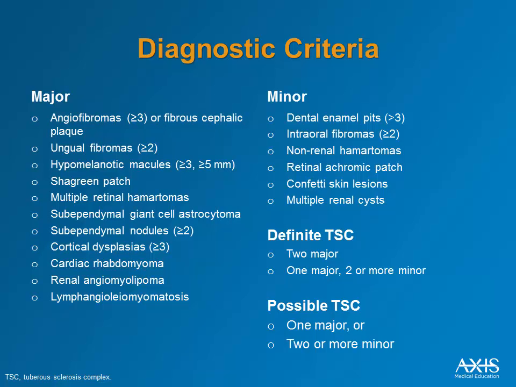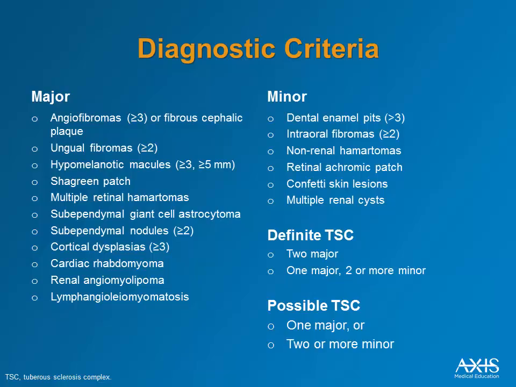The diagnosis of tuberous sclerosis complex is established clinically, and a set of diagnostic criteria have been set forward. The criteria are divided into major and minor criteria. Major criteria are features that are very distinctive and characteristic of tuberous sclerosis complex, and their presence is a very strong indicator of the likelihood of an individual being affected. The minor criteria are somewhat less specific and therefore helpful in establishing a diagnosis, but perhaps less so than the major criteria.